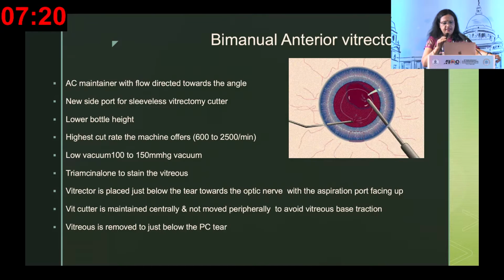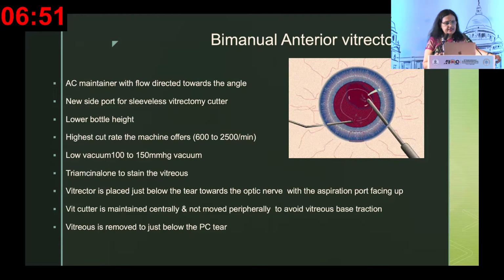So the next thing you do is, once you have found out there is vitreous, you convert into bimanual anterior vitrectomy. Don't go ahead with your coaxial. So AC maintainer with the flow directed towards the angle, new side port for sleeveless vitrectomy cutters, lower the bottle height, and most importantly, use the highest cut rate the machine offers. So suction has to be low, your vacuum has to be low, but the cutting rate has to be high. And use triamcinolone to stain the vitreous. The vitrector is placed just below the tear towards the optic nerve.